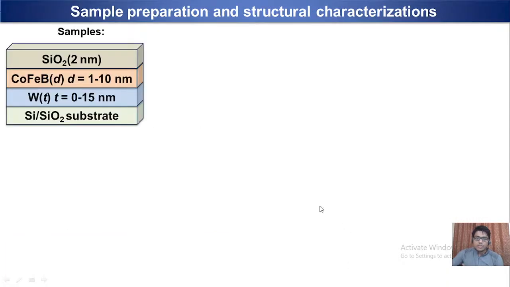beta_TMS is the coefficient of the two-magnon scattering. This is our sample stack, where tungsten is our non-magnetic heavy metal and cobalt iron boron is our ferromagnetic layer. We have varied the tungsten layer thickness from 0 to 50 nanometers, where the cobalt iron boron thickness is varied from 1 to 10 nanometers.